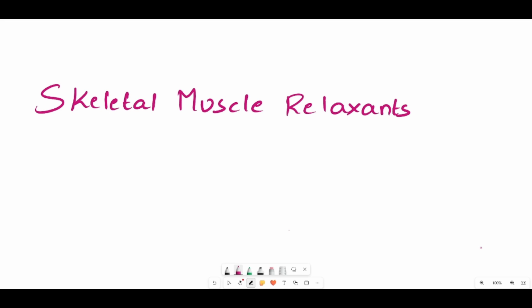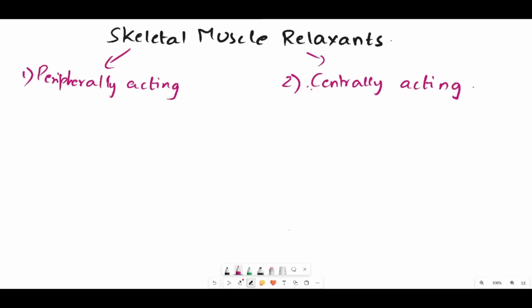So today in this video, we are going to learn the classification of skeletal muscle relaxants with simple tricks. So without any further delay, let's get into the video. The skeletal muscle relaxants are initially divided into two main classes. The first one is peripherally acting and the second one is centrally acting. Now let's discuss each class in detail.